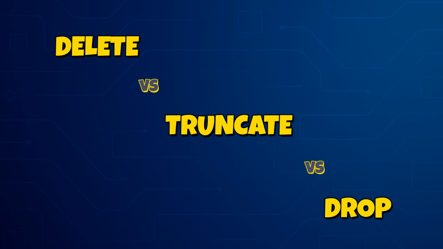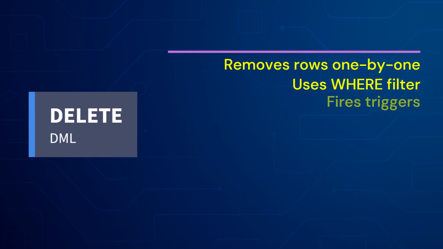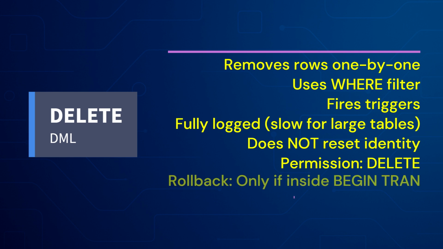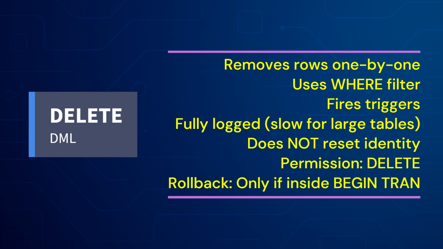In this video, we are going to understand the difference between delete, truncate, and drop in SQL Server with simple examples so you can see exactly how each one works. Let's start with delete. Delete is a DML command, which means it modifies data. Delete removes rows one at a time, and SQL Server logs each deleted row. This makes delete slower on large tables, but it gives you full control over which rows to remove.